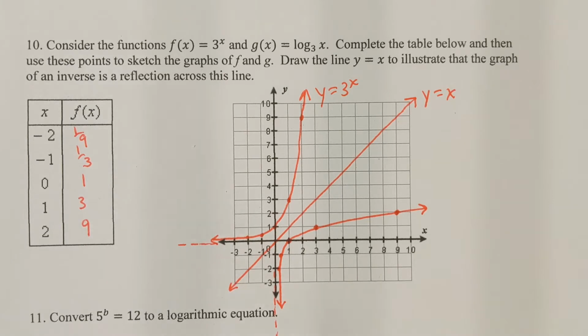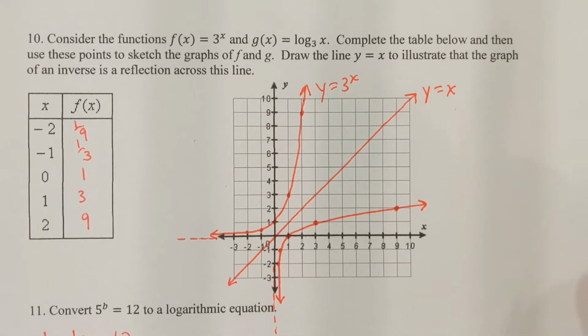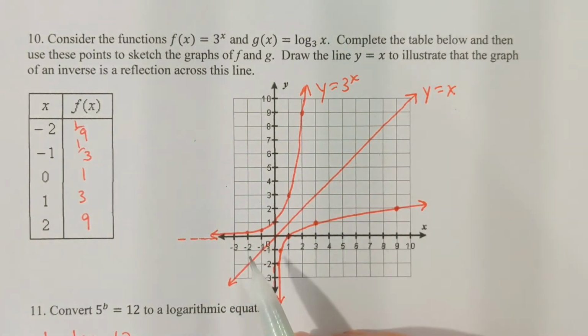F of x and g of x are inverses of each other. Y equal 3 to the x is the inverse of y equal log base 3 of x. And whenever you have two functions that are inverses of each other on the same picture, they're always going to be symmetric about the line y equal x. So I'm also going to draw that to show that these are symmetric about that line there. All right, so I'm going to first graph y equal 3 to the x.